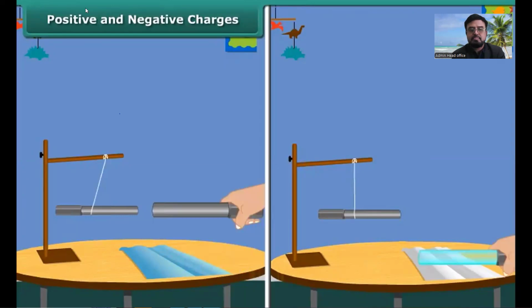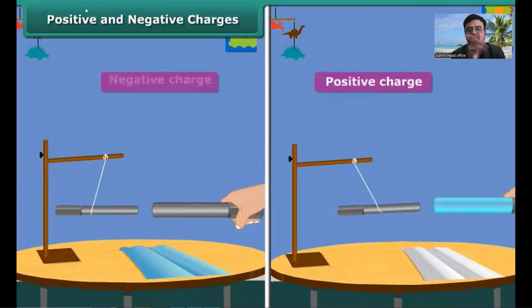Repulsion. Now take a glass rod and rub it with a silk cloth. Bring this glass rod close to the charged suspended ebonite rod. What do you observe now? The suspended ebonite rod comes closer to the glass rod. Attraction. The charges produced in the ebonite and the glass are different in nature.